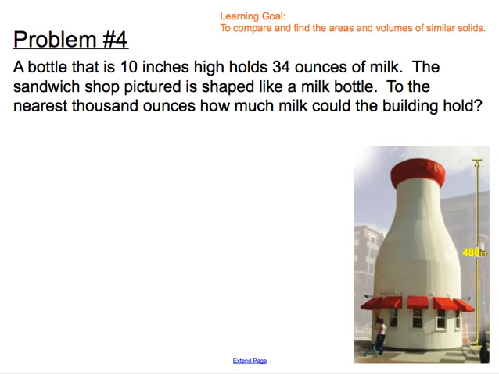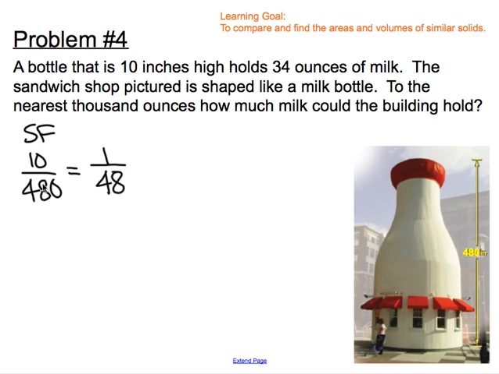A bottle that is 10 inches high holds 34 ounces of milk. The sandwich shop pictured is shaped like a milk bottle. To the nearest 1,000 ounces, how much milk could the building hold? The first thing we want to do is calculate the scale factor. We have 10 inches high for the bottle and 480 inches high for the sandwich shop. Reducing this fraction, we can see that the scale factor is 1 to 48.